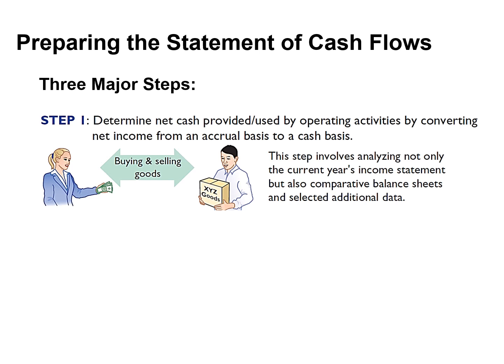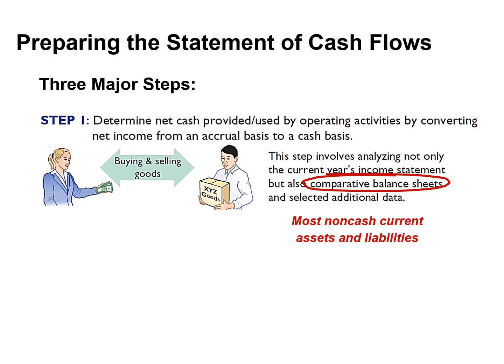The first step is to convert net income from an accrual basis to a cash basis. You will need to analyze the current year income statement as well as a comparative balance sheet. More specifically, most non-cash current assets and liabilities, such as accounts receivable, inventory, accounts payable, and wages payable. Of course, there are always exceptions, such as you want to exclude any short-term investments because that would be considered an investing activity, and any amounts owed to a financial institution because that would be considered a financing activity.